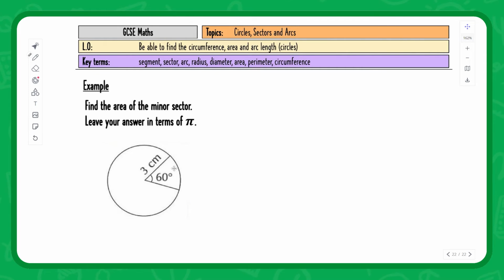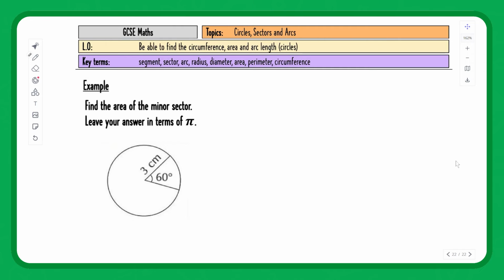So find the area of the minor sector. The minor sector is the smaller sector because you've got the small sector with 60 degrees, and then we've got the major sector, which is the outside one, which would be 300 degrees. So they've specified the minor sector here. And they've also asked us to leave our answer in terms of pi. So they don't want us to do any kind of rounding.